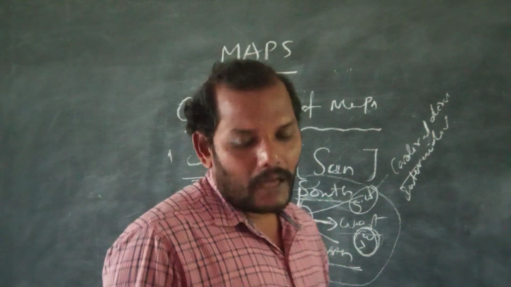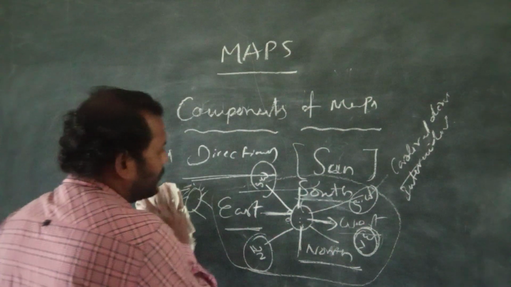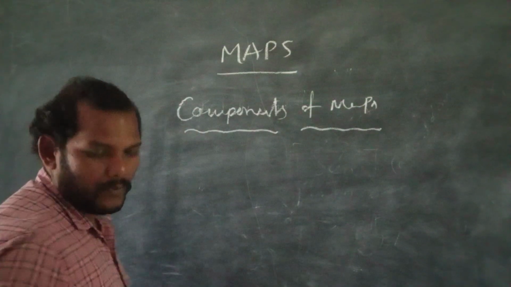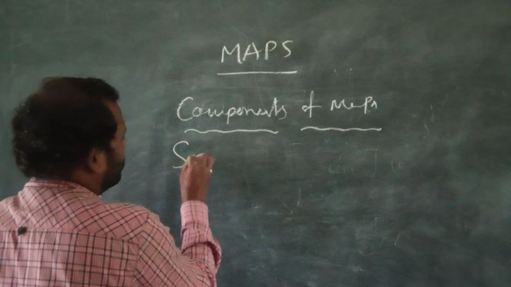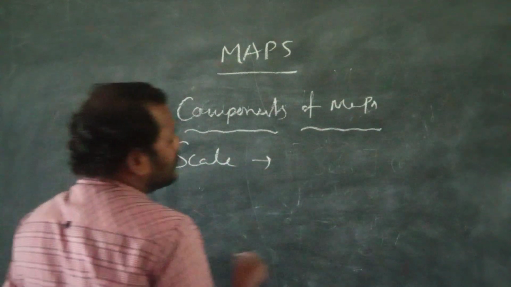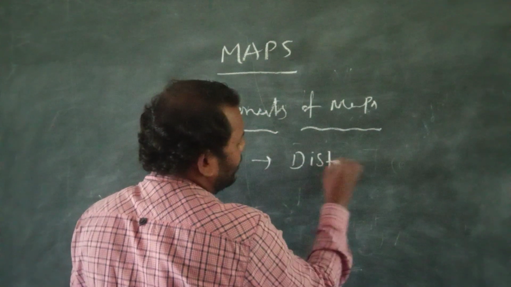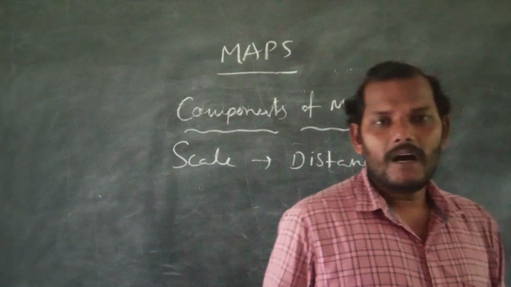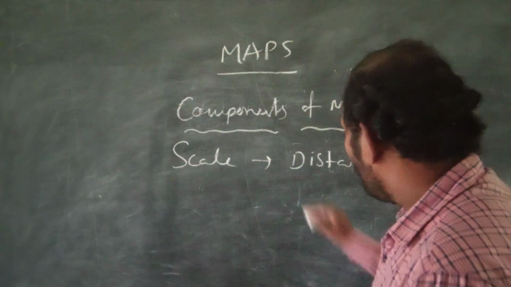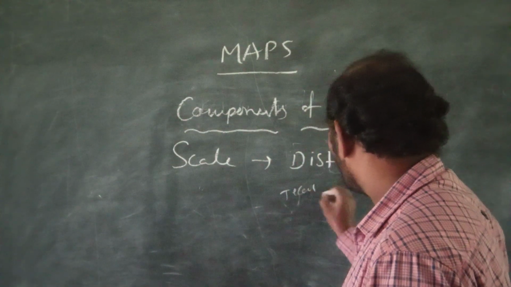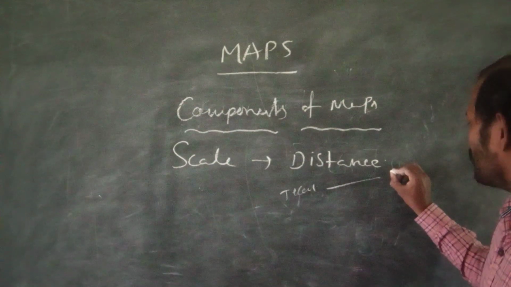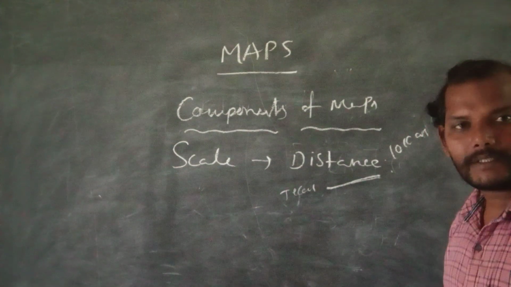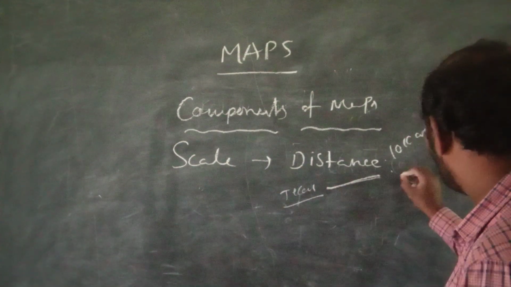Next, we are going to discuss the scale. The next component is scale. What is scale? Scale is the representation of distance. Just see, from the Technical bus stand to your house it is nearly 10 kilometers. What is the distance between the Technical bus stand and your house? 10 kilometers.